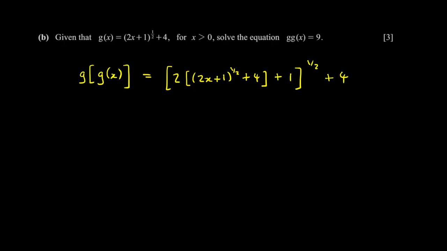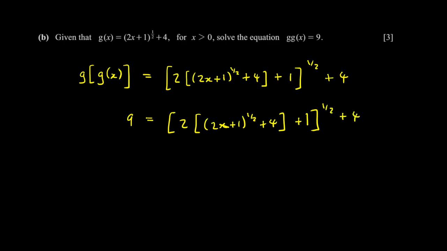So how can we solve this? Well, we're told this is equal to 9, aren't we? So 9 is going to be equal to this whole thing, right? So 2 bracket 2x plus 1 to the power of a half plus 4, close bracket, plus 1, close bracket, to the power of a half plus 4. So we can subtract 4 from both sides. So that becomes 5 is equal to this whole bracket thing to the power of a half.